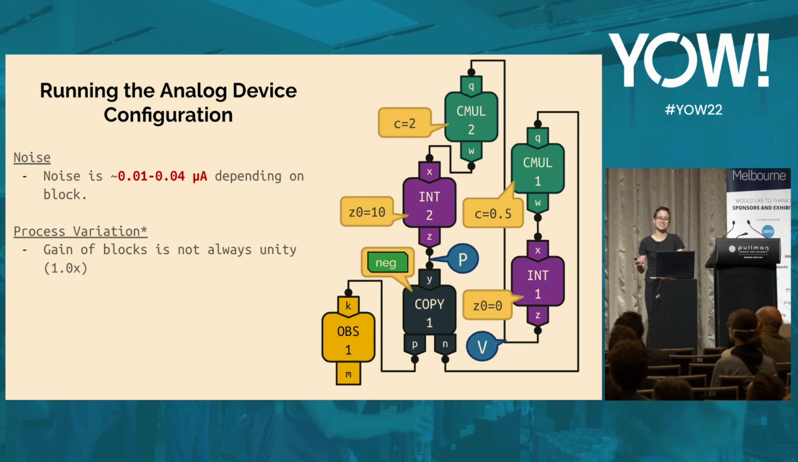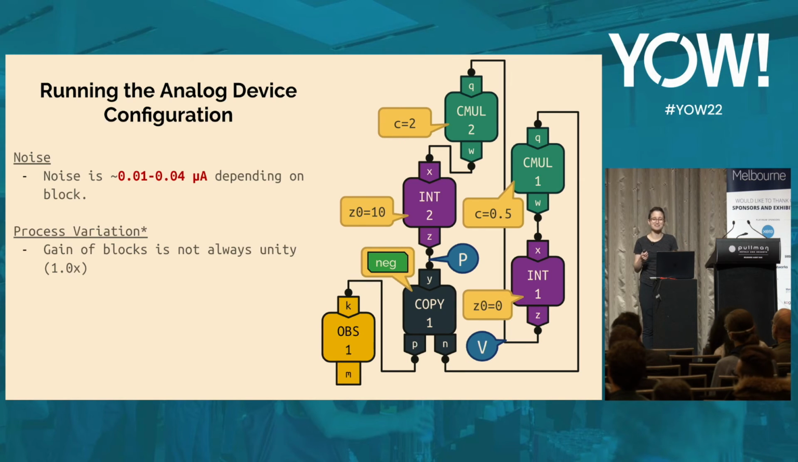There's also soft constraints. All of this hardware is prone to noise. So it turns out no matter what block you're using, depending on the block, the signal's going to oscillate, or you're going to have this sort of jitter with a standard deviation between 0.01 and 0.04 microamps. And so that's going to be roughly 1 to 4% of your signal's range.